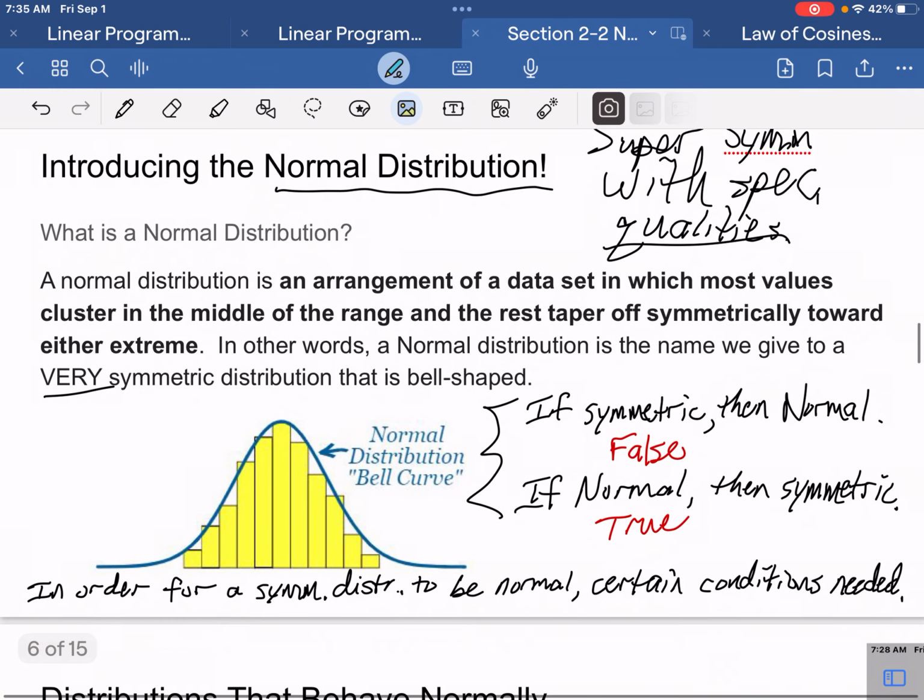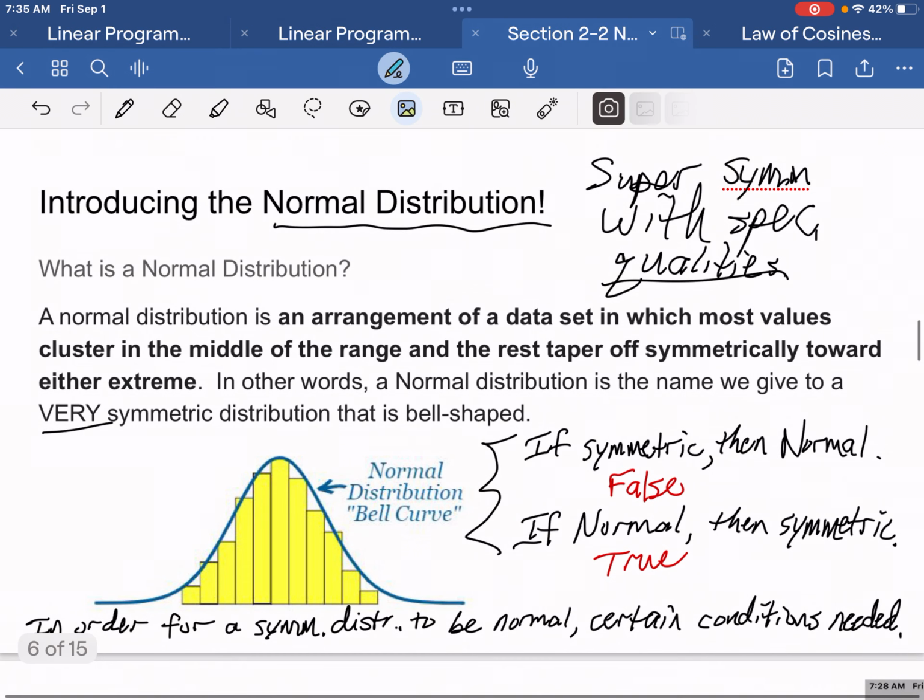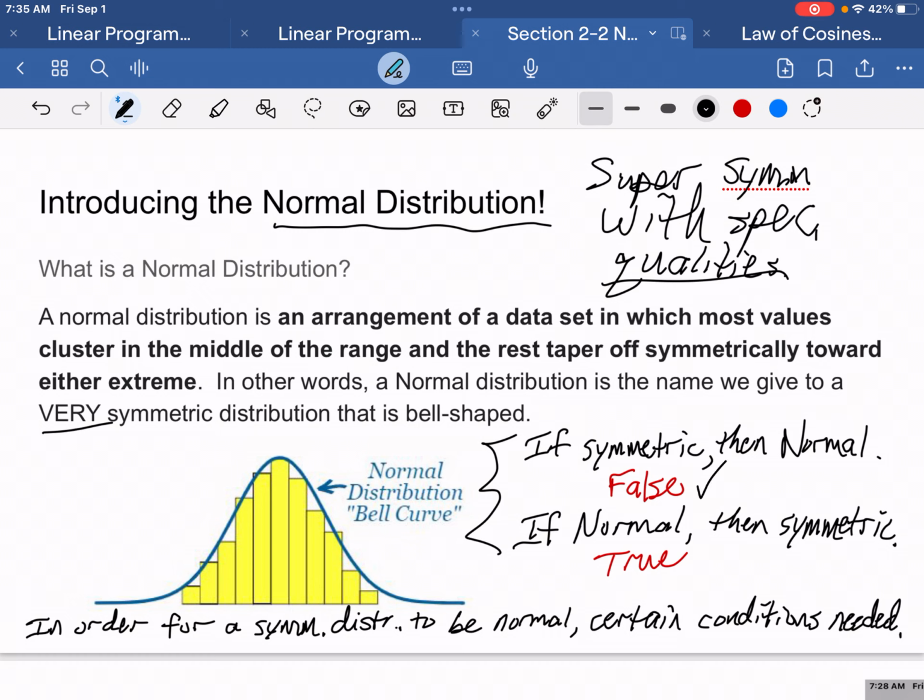Well, what is a normal distribution? I want you to think of a normal distribution as an extremely symmetric distribution with a specific set of qualities. So just because a distribution is symmetric doesn't mean it's normal. That is a false statement. But if a distribution is normal, that does always mean that it is symmetric. So a symmetric distribution might be deserving of the nickname normal if certain conditions are met. So, what are these conditions?